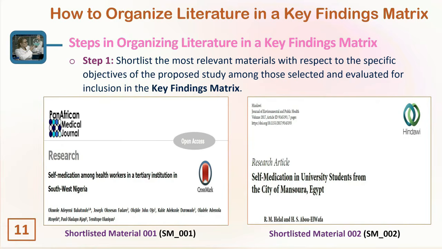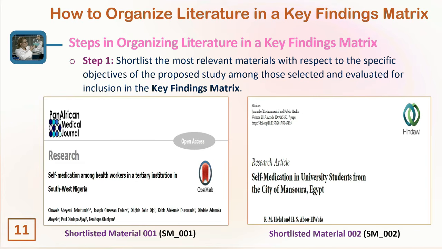Now let's provide more information on the steps. Step 1 concerns shortlisting the relevant materials with respect to the specific objectives of the proposed study among the sources selected and evaluated for inclusion in the key findings matrix. Two of the shortlisted materials are hereby displayed.